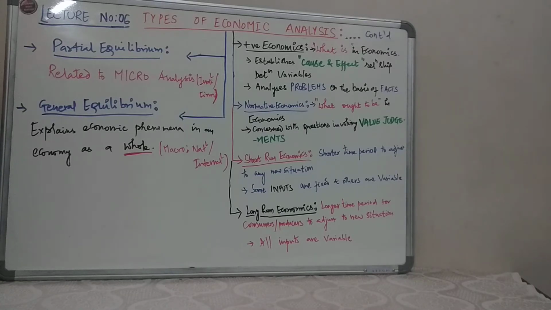Partial equilibrium is one type of economic analysis. It's related with what? Microanalysis. Equilibrium to be maintained with respect to an individual and a firm. When you are talking about equilibrium with respect to an individual, it means he has an ample amount of income to satisfy his wants. That is the equilibrium position with respect to an individual.